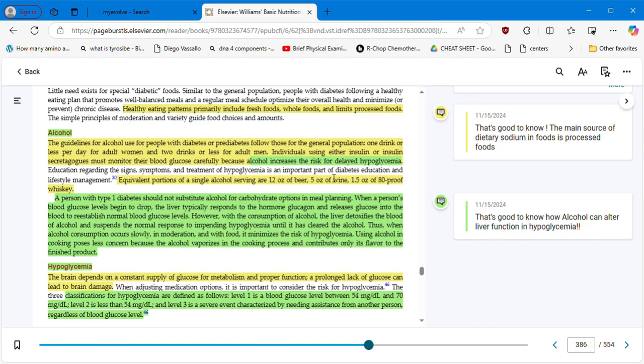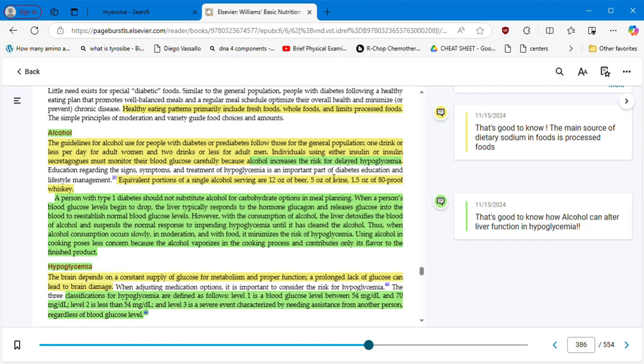What is very dangerous, huh? This is very dangerous. When alcohol consumption occurs slowly, in moderation, and with food, it minimizes the risk of hypoglycemia. So you are drinking little sips of wine and eating in parallel, right? The risk for hypoglycemia is less than if you are only consuming alcohol.